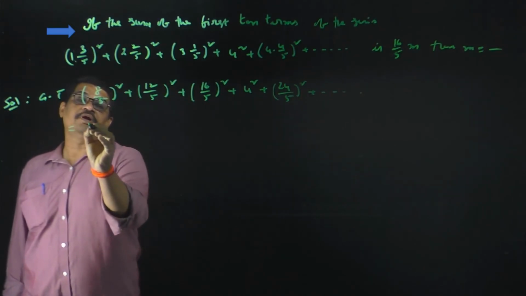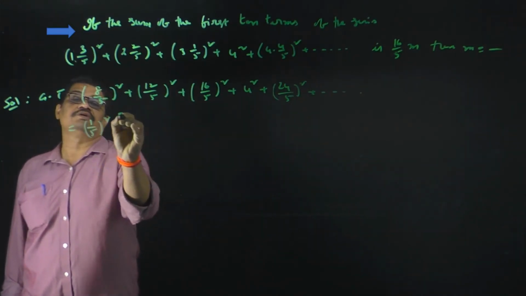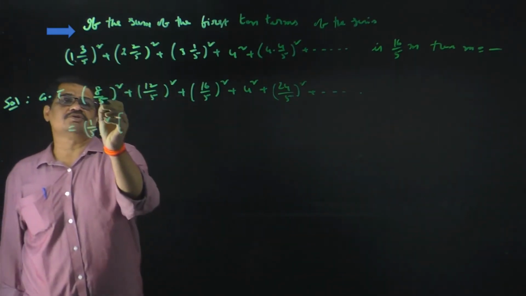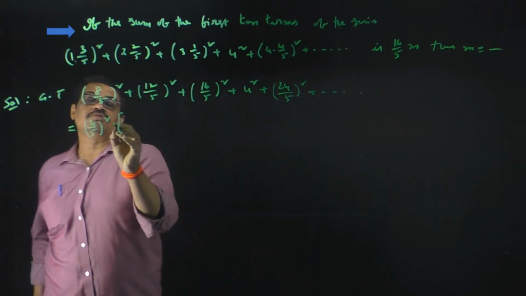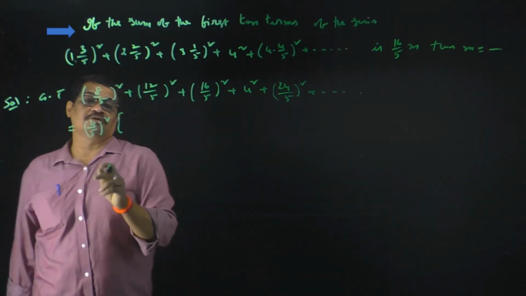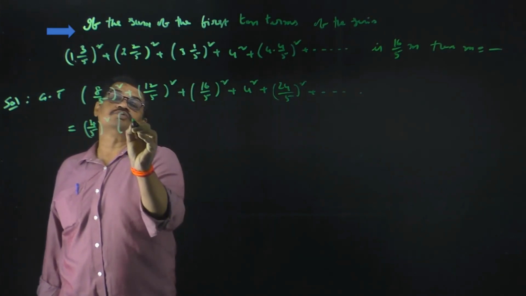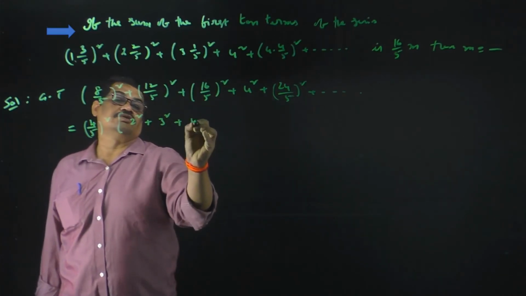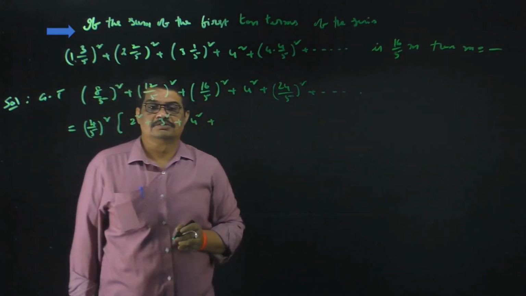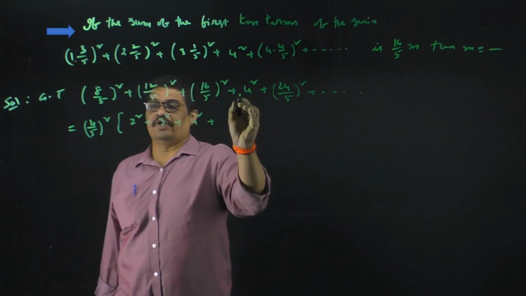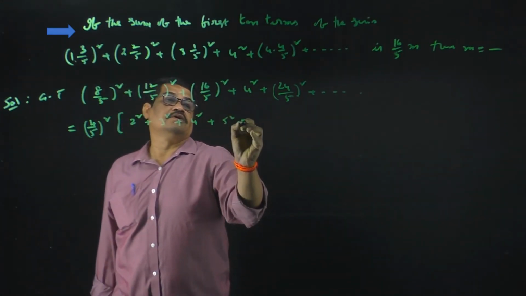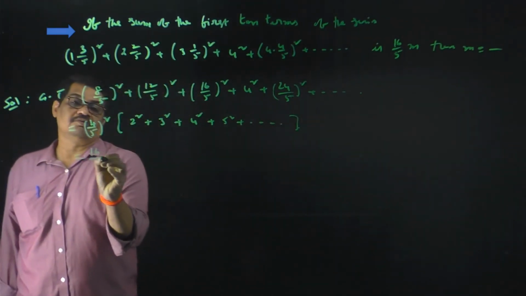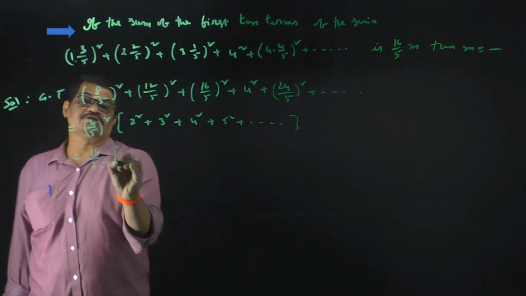Now here the denominator, that is 1/5, is common, and 4 is also common. Then we are getting here 2 square, here 3 square, next this is 4 square, next this is 5 square, and so on. So this is 16/25.